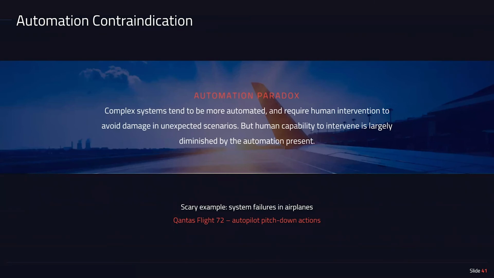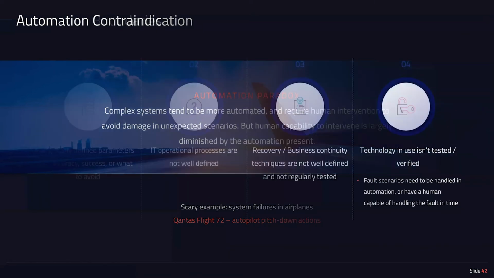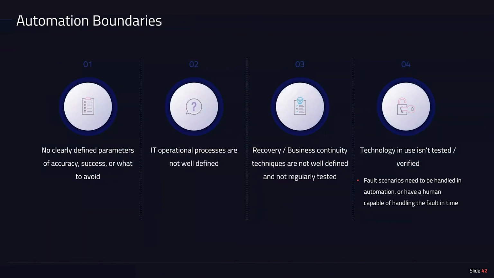They've made movies about this. We've had real life terrible scenarios where people have gotten hurt or killed because the automation ran amok. And so for my automation boundaries, I think about this as when I don't want to automate stuff. If I do not have clearly defined parameters of accuracy, success, or things to avoid, I probably shouldn't automate that whole thing. If my IT operational procedures are not well defined, I shouldn't automate it.